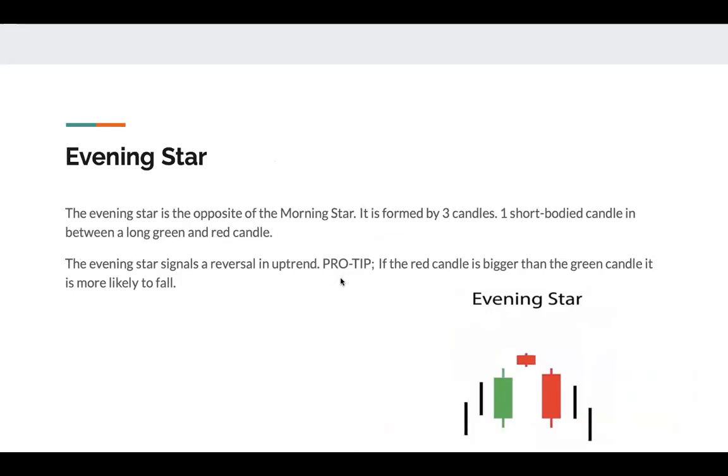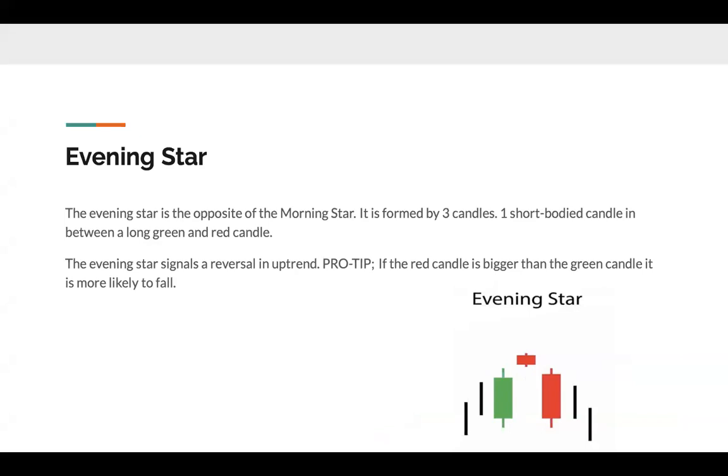Next, as you could tell, it's the opposite of a morning star. We have the evening star. It's literally the opposite. So we want to see this at resistance. You will see this a lot as well. I've traded this a lot. I don't see the morning star much, but I do see the evening star a lot.